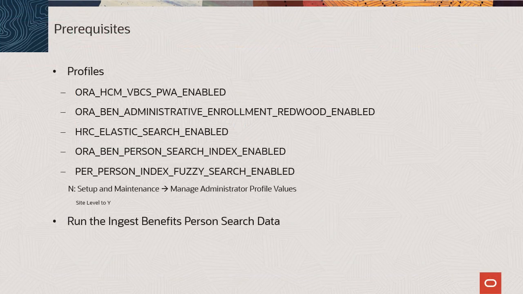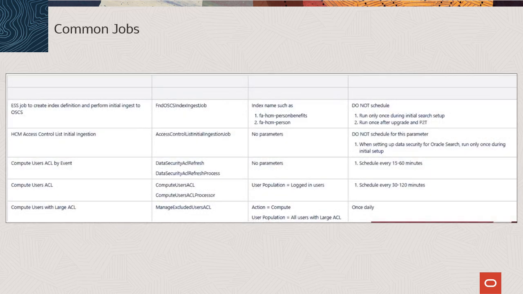Now let's look at the prerequisites you need before you use the Benefits Activity Center. You need to have your profile options enabled, and you would do that at Setup and Maintenance, Manage Administrator Profile Values, and at Site Level set it to Y. You also need to run the Ingest Benefits Person Search Data process to be able to use the search feature on the Benefits Activity Center. Here are the common jobs you would run, their parameters, and also the suggested schedule that you would run these jobs.